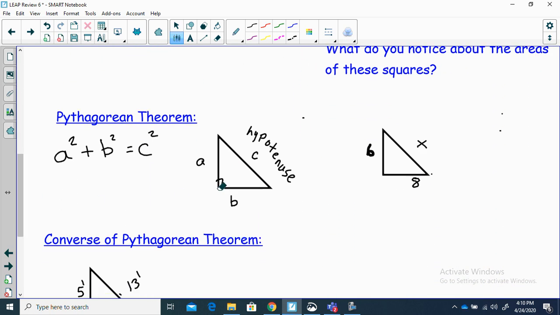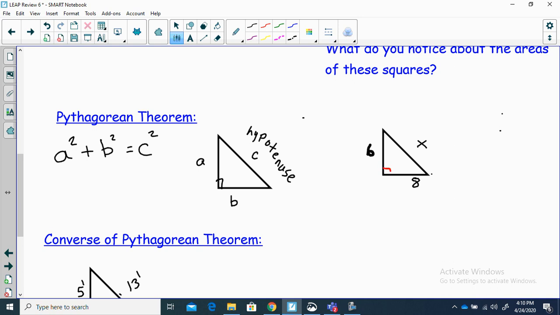Now, what if we need to use the Pythagorean theorem to find a side length in a right triangle? If I've got a right triangle, this side's A, that side's B. The hypotenuse is going to be across from the right angle. It doesn't matter which one's A and B, but the hypotenuse is always across from the right angle.